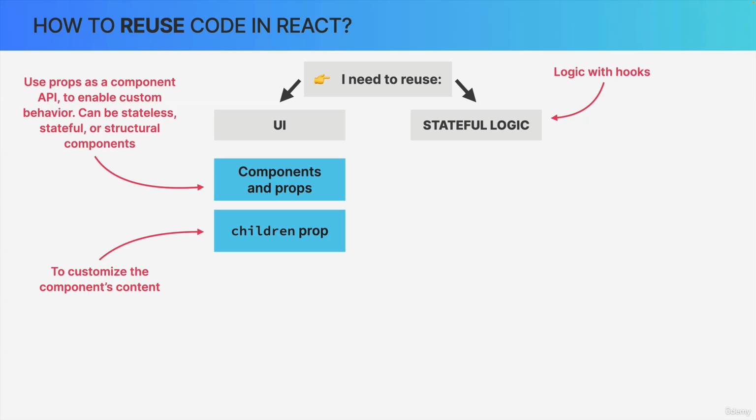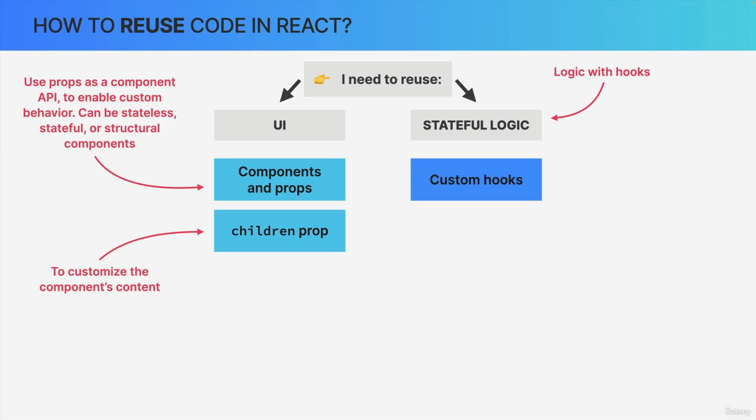Now, moving on to reusing stateful logic, we already know that we can do so simply by writing our own custom hooks. So again, custom hooks allow us to write our own React hooks, which are composed of any number of any other hooks. Okay, but what if we need to reuse visuals and stateful logic at the same time in some more advanced ways? Well, that's where more advanced patterns come into play.